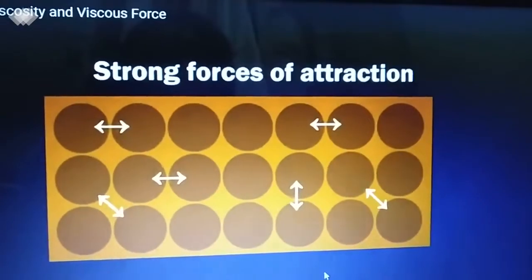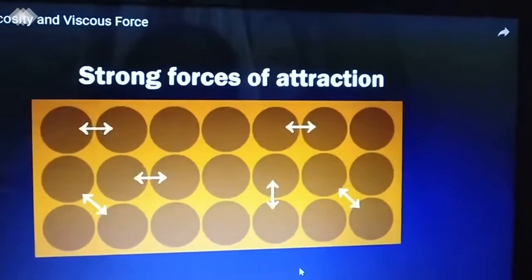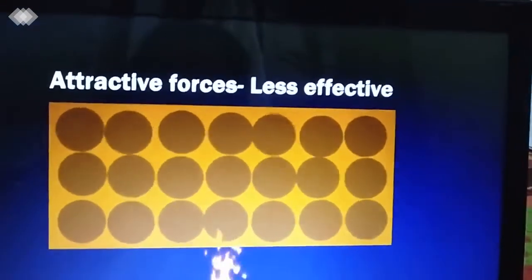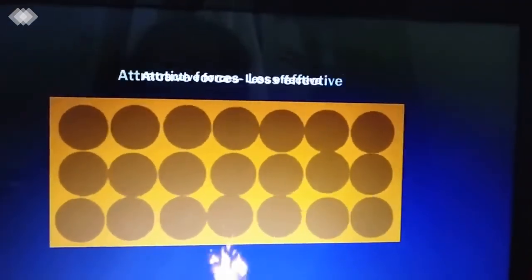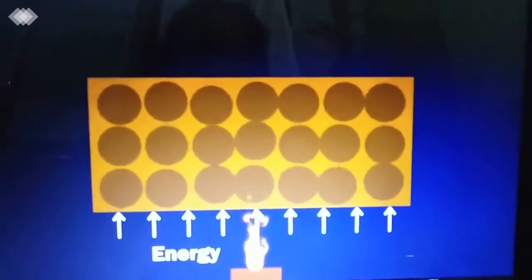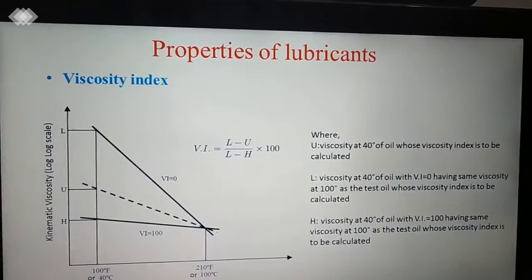As we know, the viscous resistance is due to intermolecular force of attraction. So as temperature increases, the intermolecular force of attraction decreases, hence there is a decrease in viscosity. Thus we can say that the viscosity of lubricating oil decreases with increasing temperature.